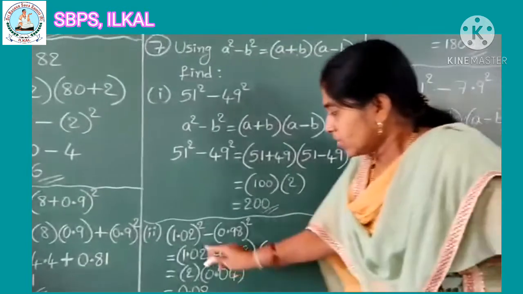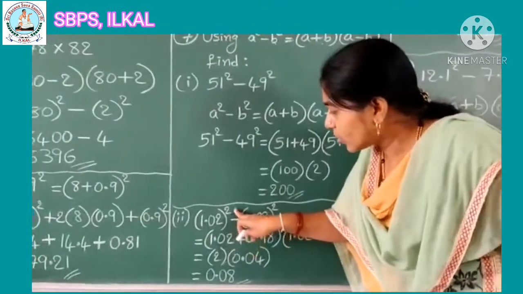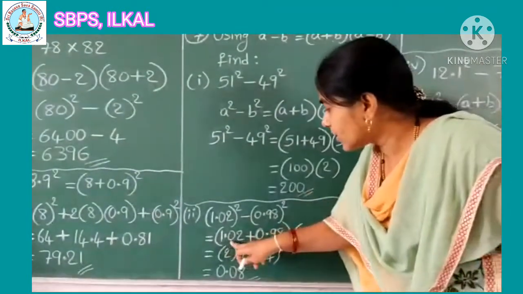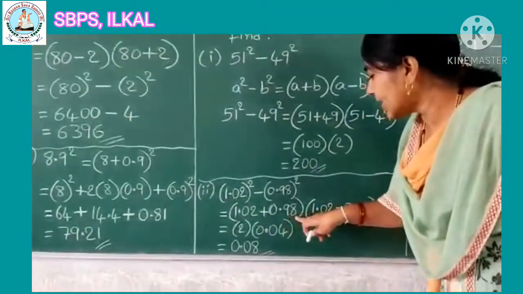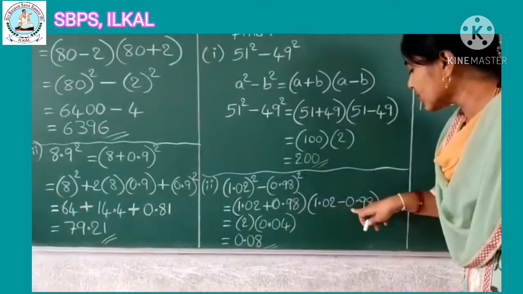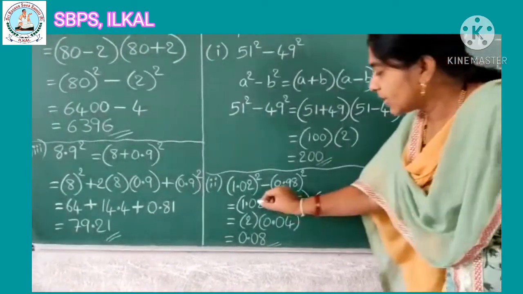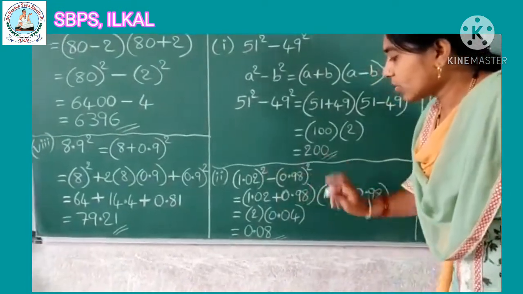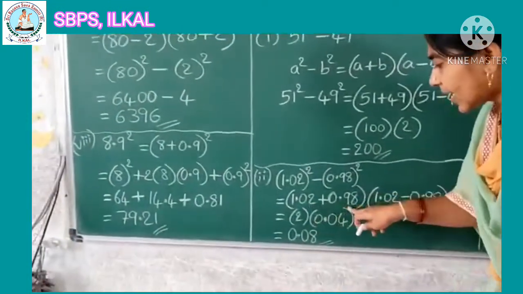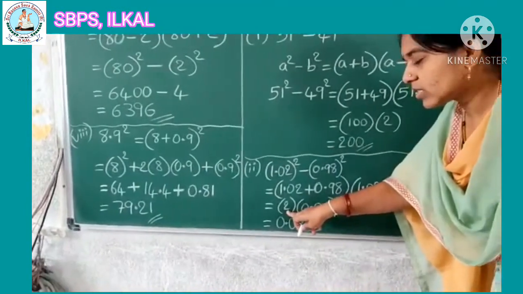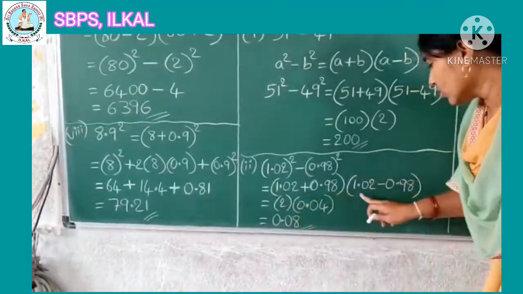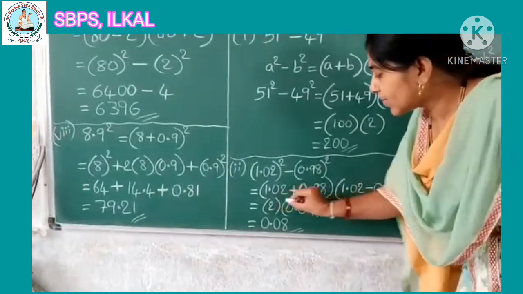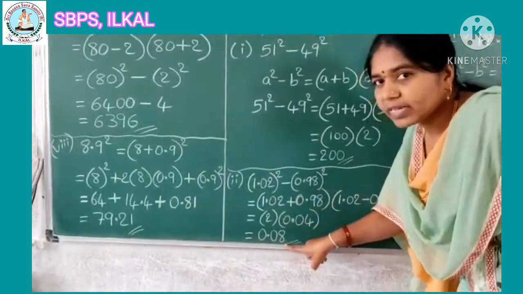Okay. Next one, 1.02 square minus 0.98 square we get. 1.02 plus 0.98 into 1.02 minus 0.98, because a plus b into a minus b form we have to write. It is a square minus b square. Okay. Then after adding we will get 2.00, which is nothing but 2, into these two subtraction 0.04 we will get. When you multiply these two terms, 0.08 we will get.